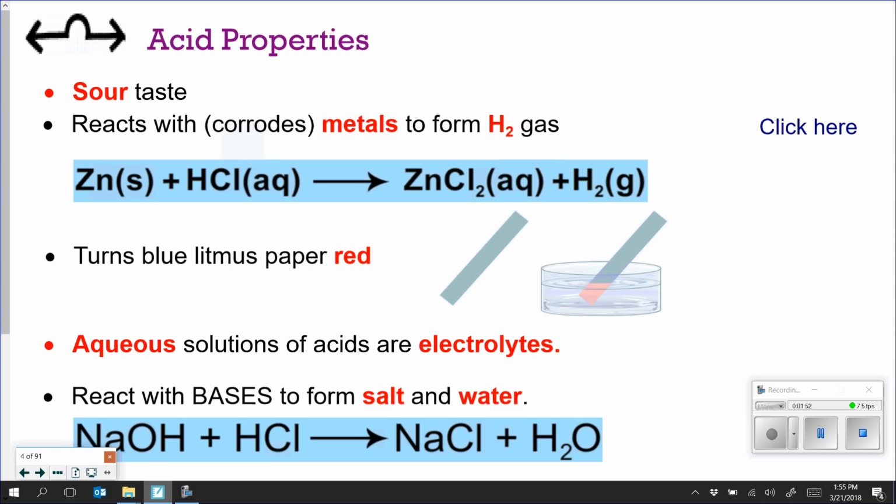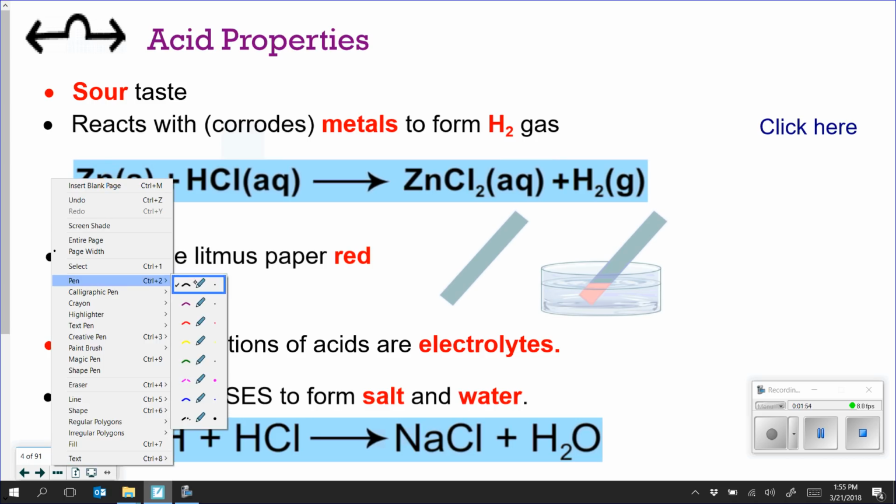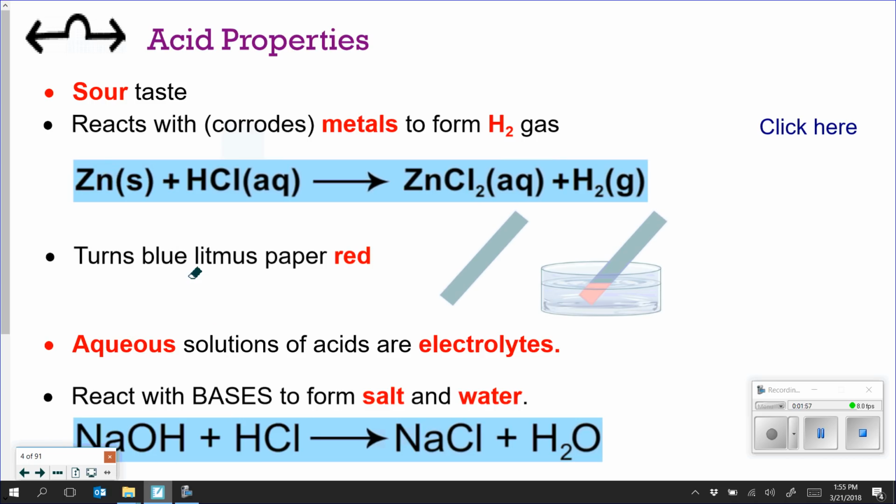So some properties of acids: they have a sour taste. They react with metals to form hydrogen gas. You see here we've got a single displacement reaction of zinc reacting with hydrochloric acid. It's going to form zinc chloride and hydrogen gas right here. Keep in mind that not all metals are going to react with acids because of the activity series. That's just something to keep in mind when you're determining whether or not the reaction is going to actually occur.